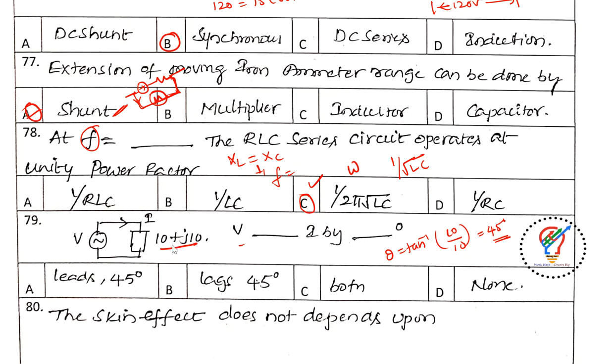Here, as we assume that there is an inductive load, that means the voltage always leads the current by an angle of 45 degrees. So the options are: A leads 45 degrees, B lags 45 degrees, C both, D none. So the answer is leads 45 degrees.